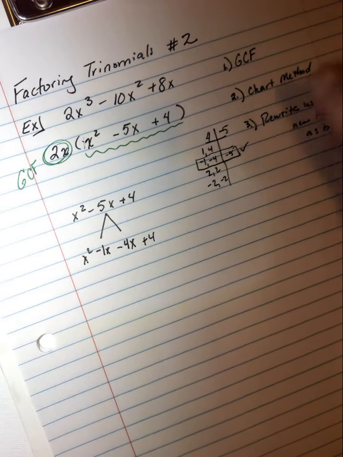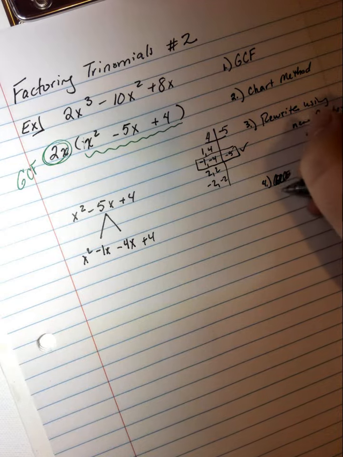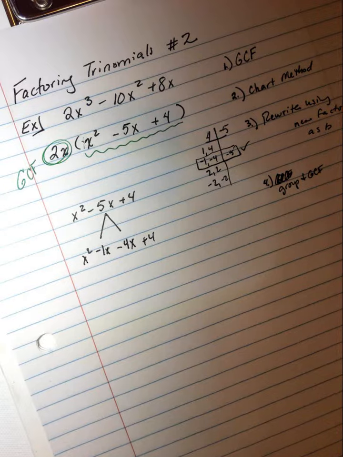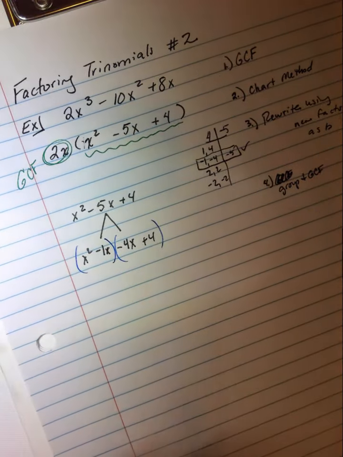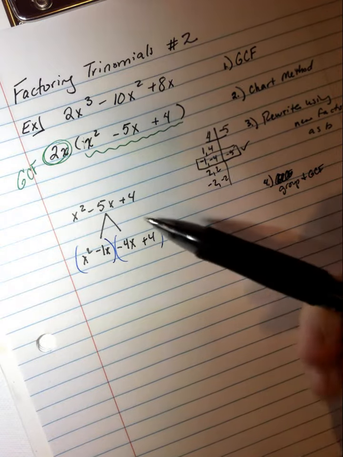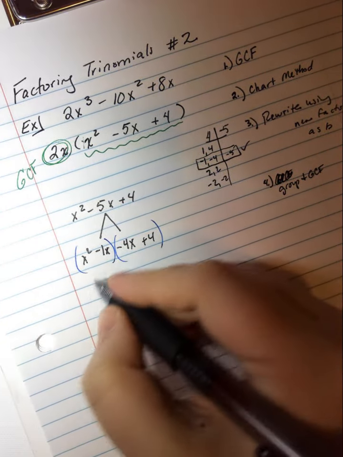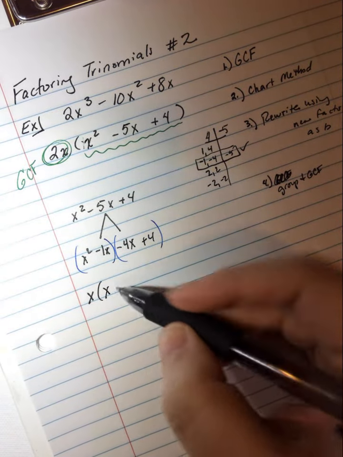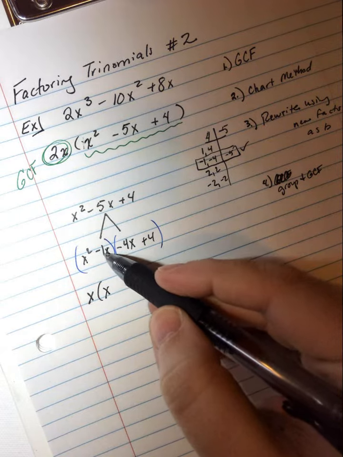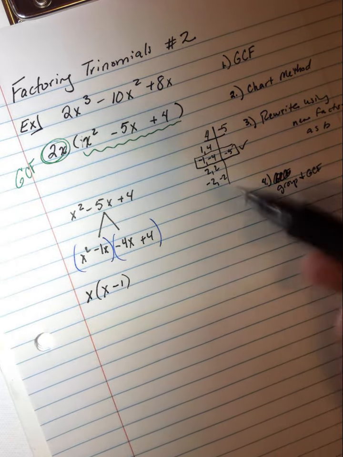Remember your next step, it's all about GCF, is to group and GCF. Group means to put your first two together. And now look for a GCF between x squared and negative 1x. It's just going to be an x. Factor out: x squared divided by x is x. Negative 1x divided by x is negative 1.